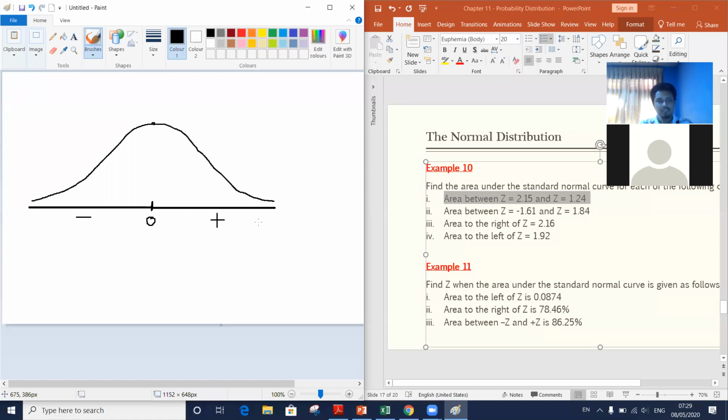If it is Z equals 2.15, where should it be? To the left hand side or the right hand side of this 0? To the right hand side, somewhere here, a place like this. 2.15.